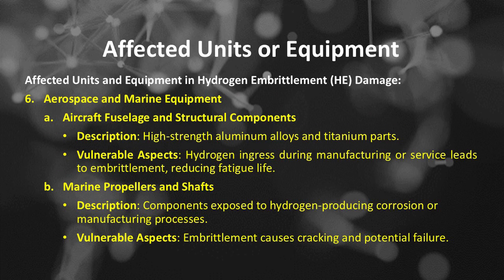Number 6 of affected units and equipment in hydrogen embrittlement damage is aerospace and marine equipment, which includes: Number A, aircraft fuselage and structural components. These are high-strength aluminum alloys and titanium parts. The vulnerable aspects of these aircraft fuselage and structural components include hydrogen ingress during manufacturing or service, which leads to embrittlement, reducing fatigue life.